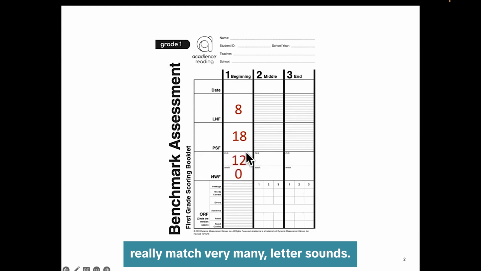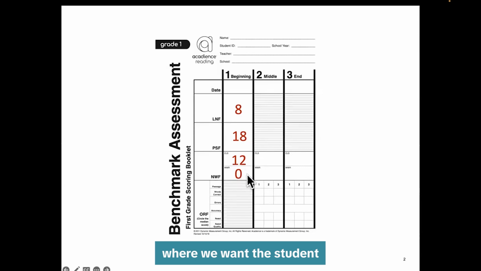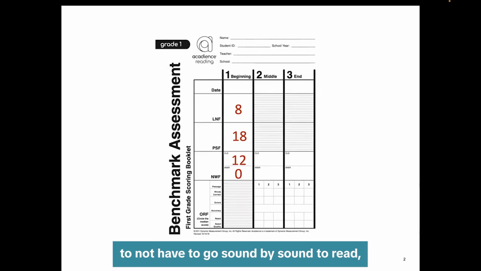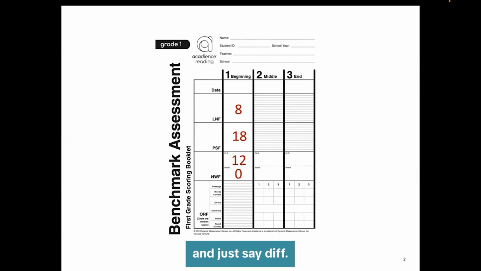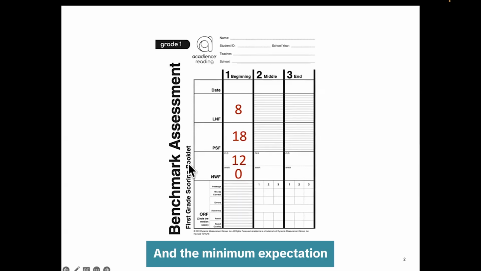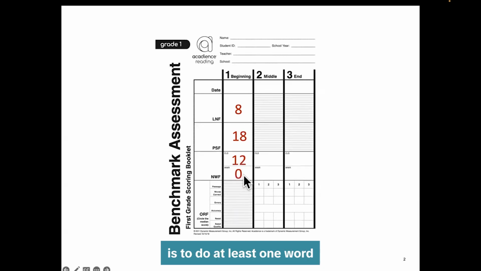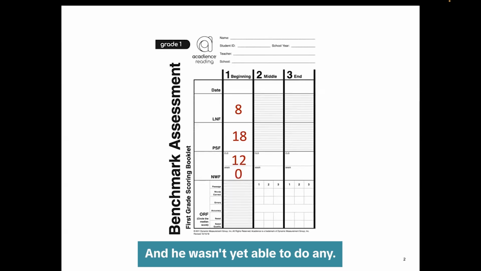he couldn't really match very many letter sounds. And the second part of nonsense word fluency is whole words read, where we want the student to not have to go sound by sound to read, but to be able to look at DIF and just say diff. And the minimum expectation at the beginning of first grade is to do at least 1 word that way in the minute, and he wasn't yet able to do any. So this is why we have some concerns.